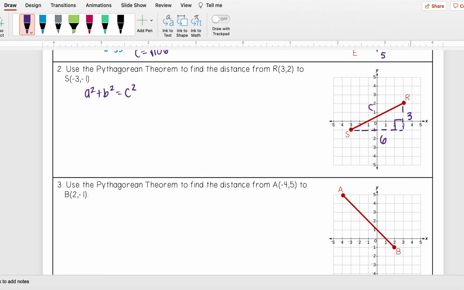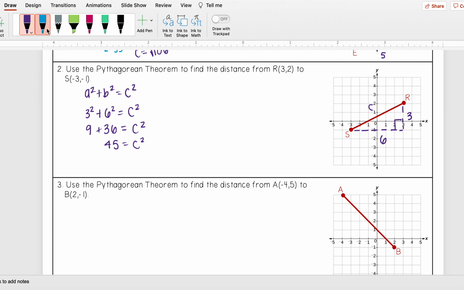Well, a is just 3. You can also use 6, it doesn't matter which one you do. I'm just going to have a be 3, b be 6, equals c squared. Well, 3 squared, I get 9. 6 squared, the same thing as 6 times 6, which is 36. And then 9 plus 36, I get 45.